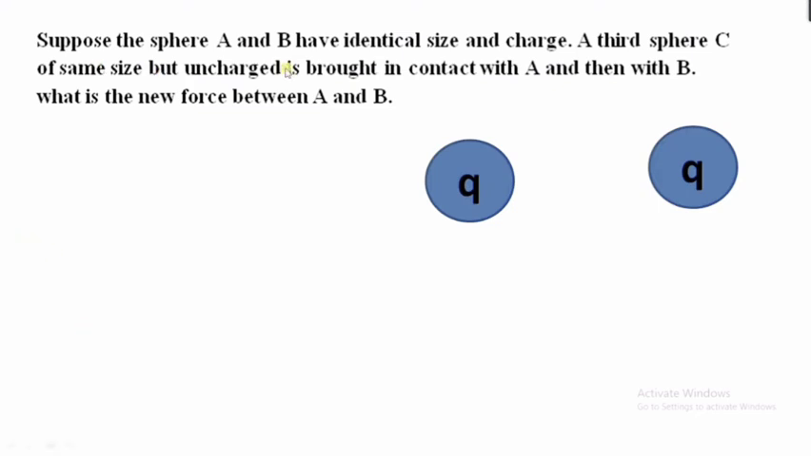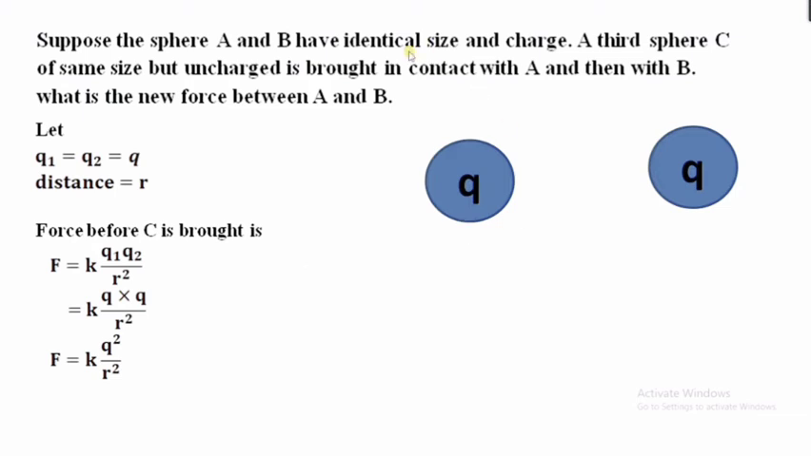Suppose spheres A and B have identical size and charge. A third sphere C of the same size but uncharged is brought in contact with A and then with B. What is the new force between them? Here it says there are two spheres with equal charges and the same size. So before bringing the third sphere, the force between them is F equal to kq square by r square. By putting this value I can get this.